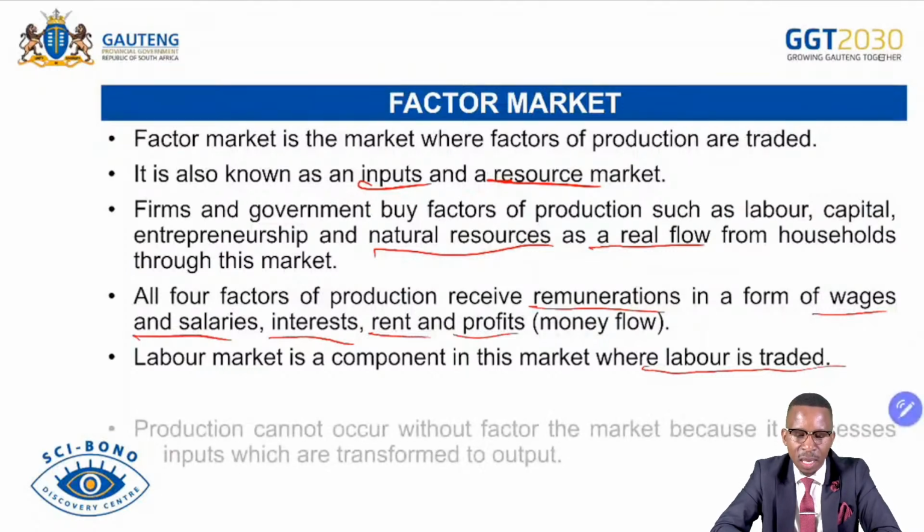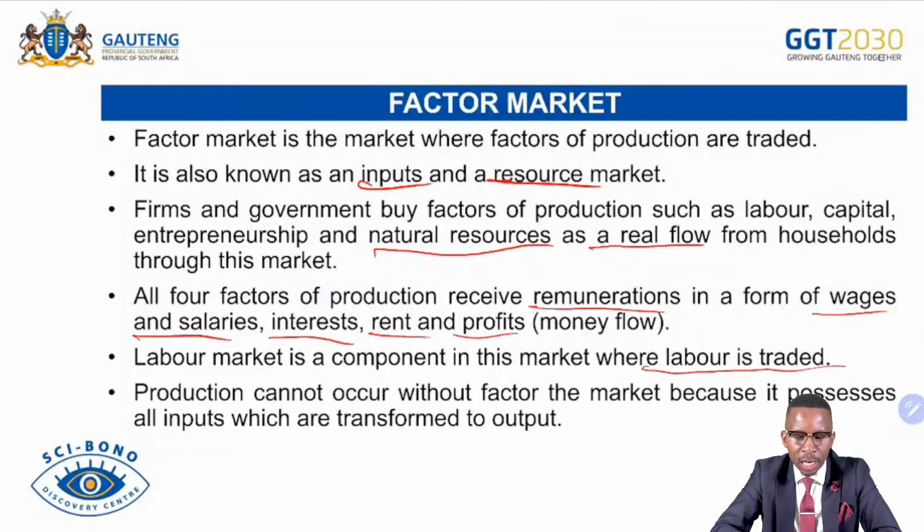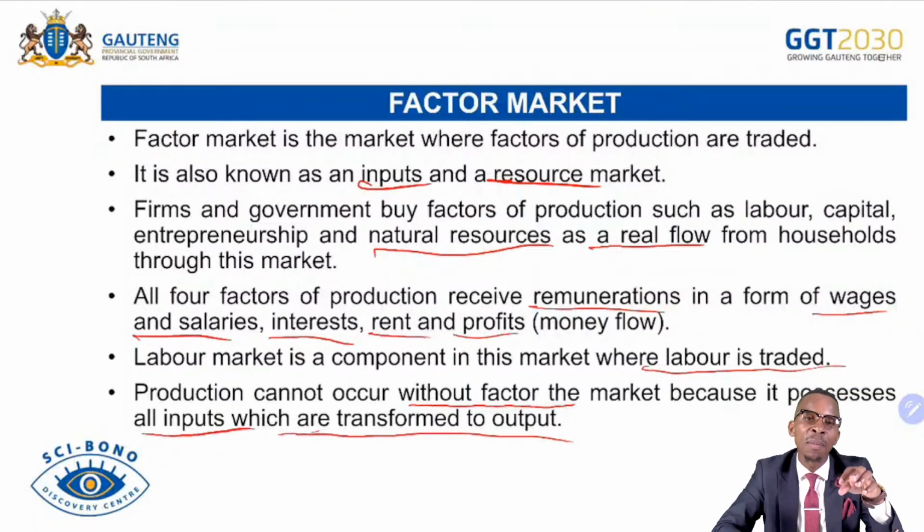Within the factor market, production cannot occur without factors of production or without the factor market because it possesses key inputs which are transformed to output. So business cannot produce without availability of the factor market, because this factor market contains these key factors of production, which are very important and convertible to goods and services within the economy.